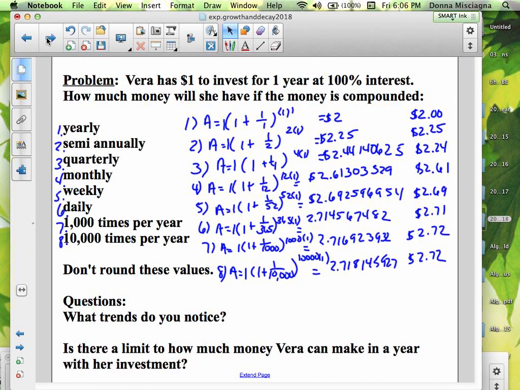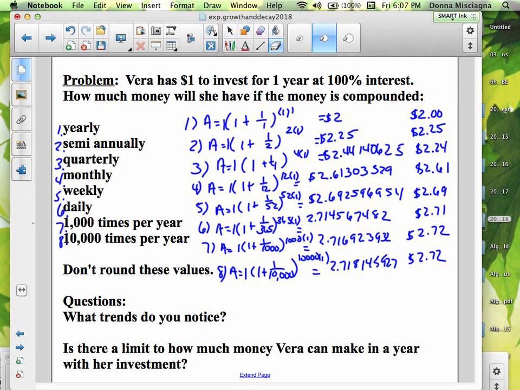And the third one, it's being compounded quarterly. So she's going to get 5/4 raised to the 4th power. That gave us 2.44140625, which would round to the nearest cent. It would round to $2 and, oops, not 24 cents, 44 cents.